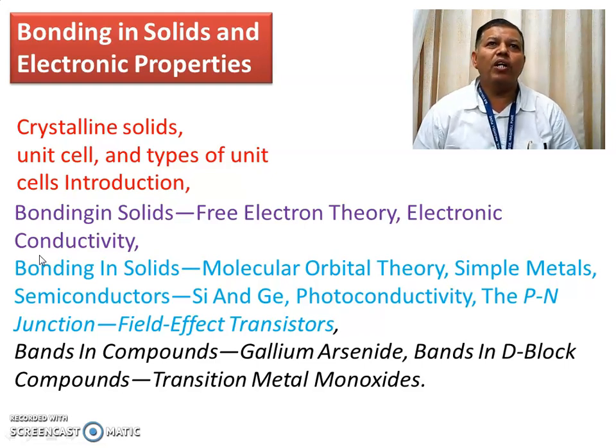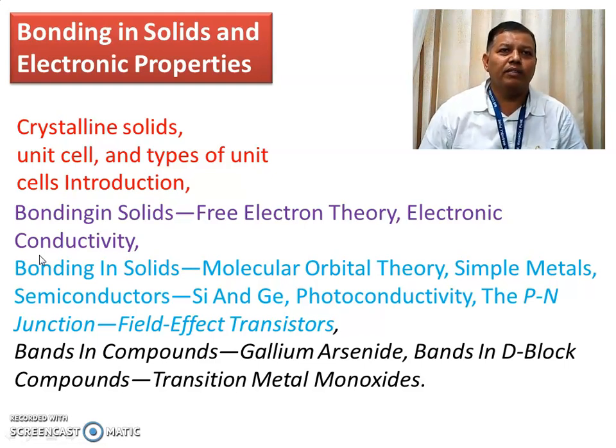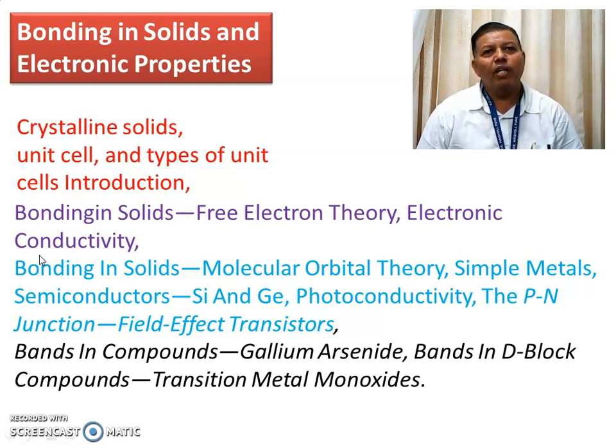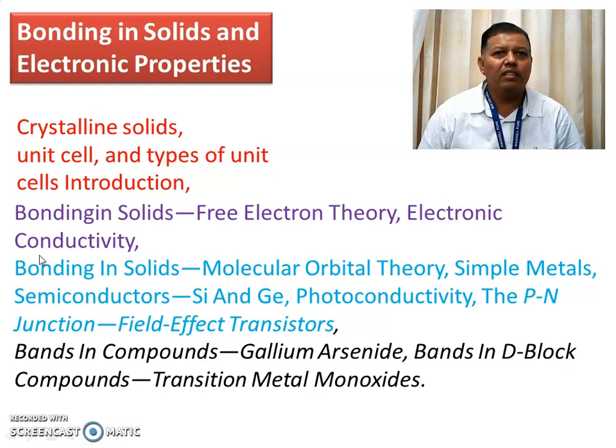Today we are talking about the bonding in solids and electronic properties. It includes the crystalline solid, unit cell, type of unit cell, bonding in solids, free electron theory and electron conductivity. Then we are talking about the bonding in solids with the help of molecular orbital theory, simple metals. Then semiconductors like silicon and germanium, its property like photoconductivity, the P type of junction, PN junction, field effect transistors, bands in compounds like gallium arsenide and bands in D block compounds like transition metal monoxides.